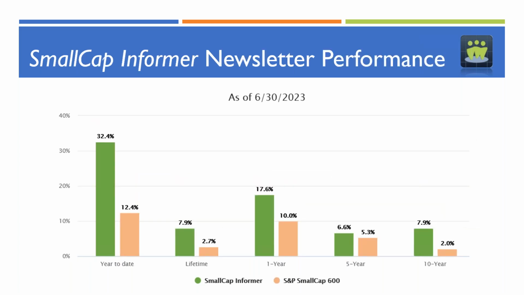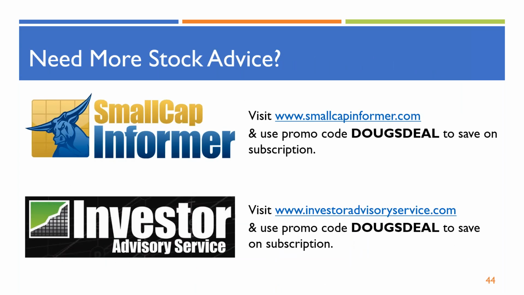On the Small Cap Informer, our comparison of returns of the stocks recommended to the S&P Small Cap 600 year to date has been very strong, buoyed by the recovery of small cap stocks, which has really just started. That has bumped up the Small Cap Informer picks, but also the lifetime is more than 3 times the return of the Small Cap 600 index, with 1 year, 5 year, and 10 year also outperforming handily. So we're very pleased with the performance of those newsletters.